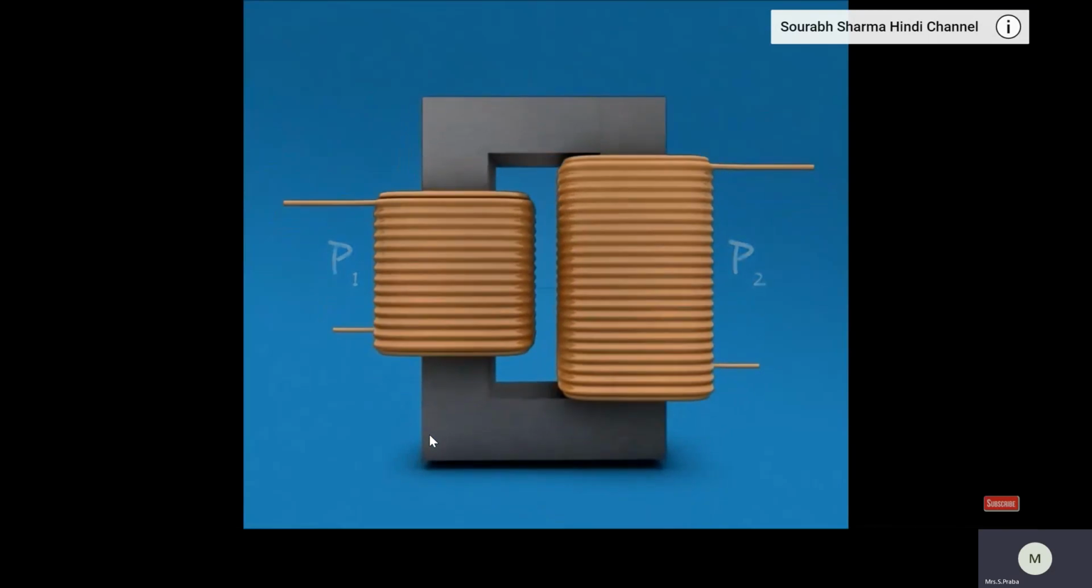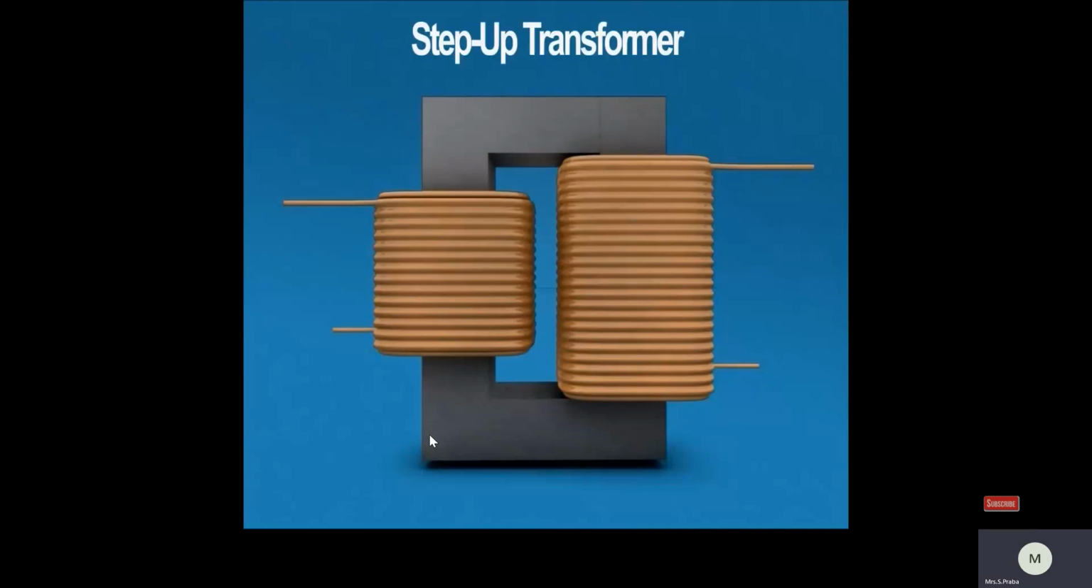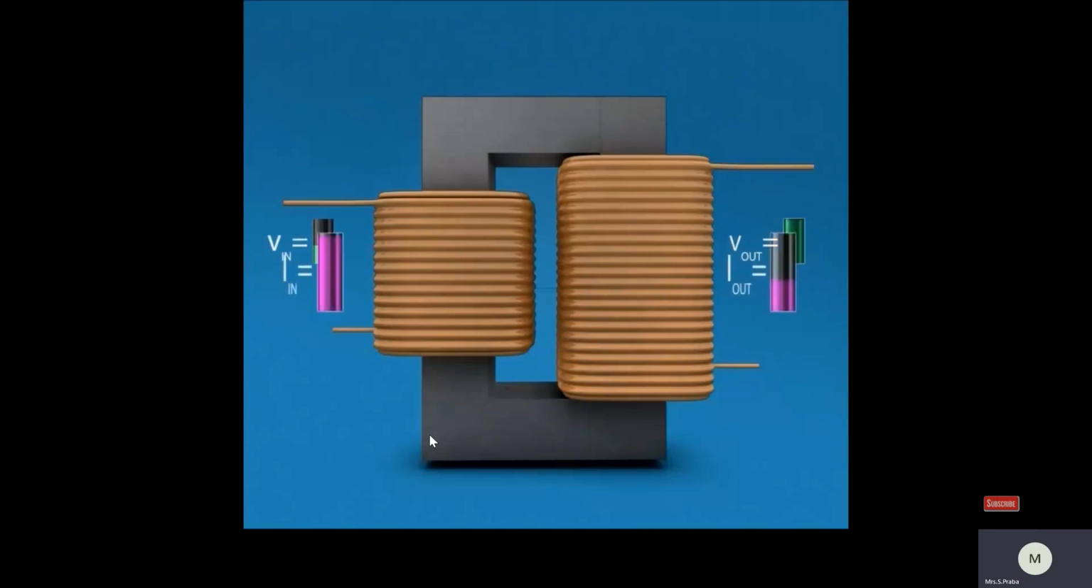As you can see here, in this case the coil on the left side, or we can call it the primary coil, has fewer turns than the coil on the right side, or the secondary coil. And the transformer is called a step-up transformer. In this case, the voltage induced on the secondary coil, V out, is higher than the voltage applied, V in, on the primary coil, whereas the current is reduced as the power has to remain constant.